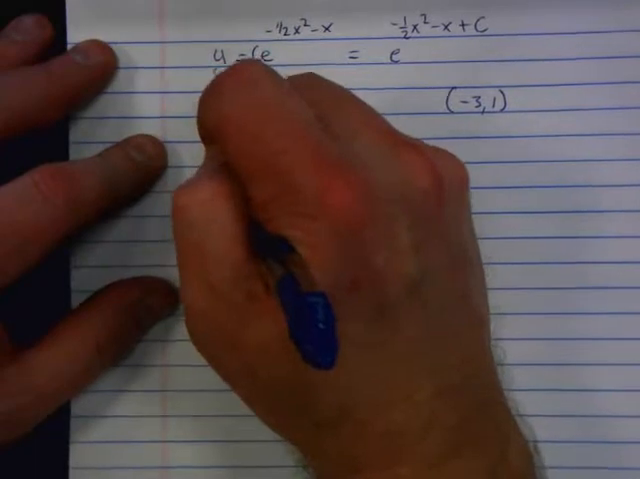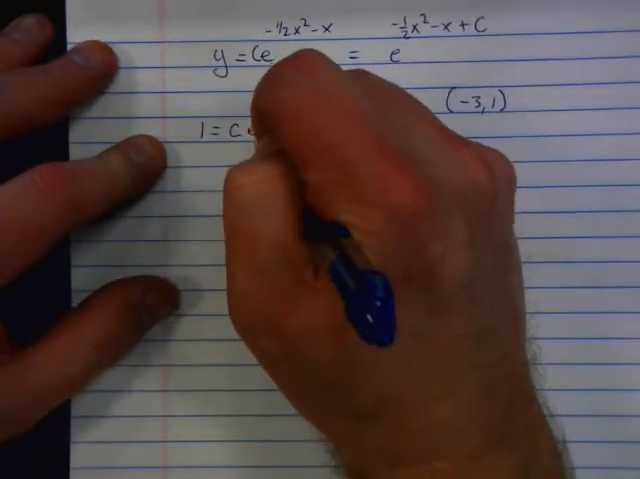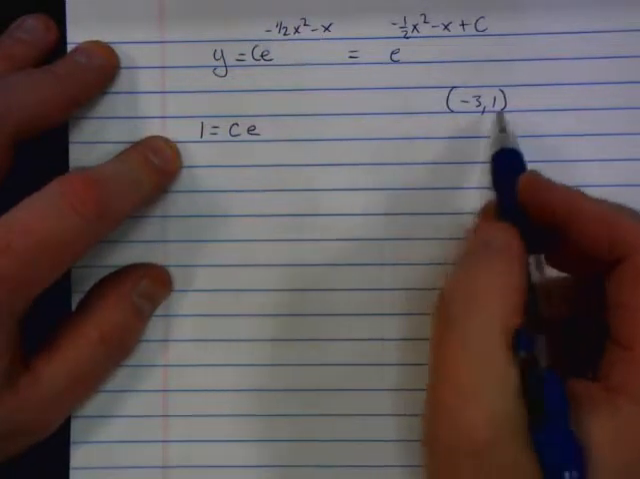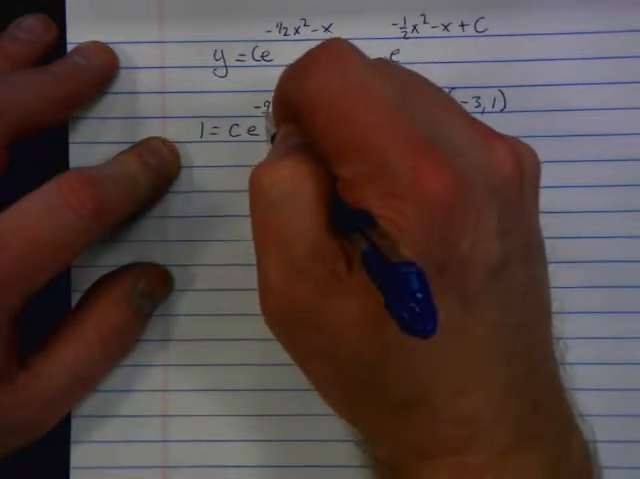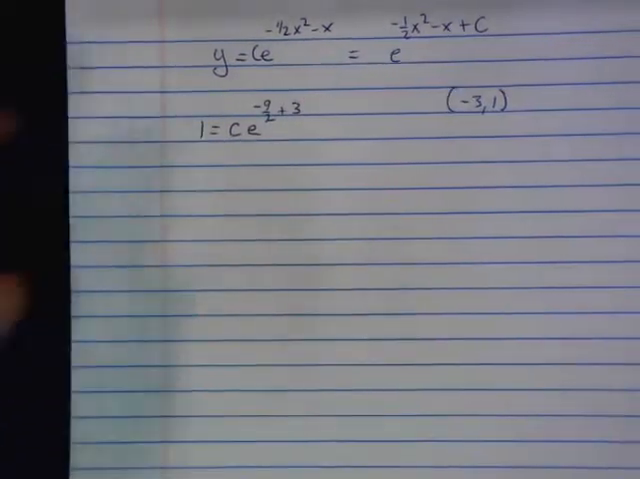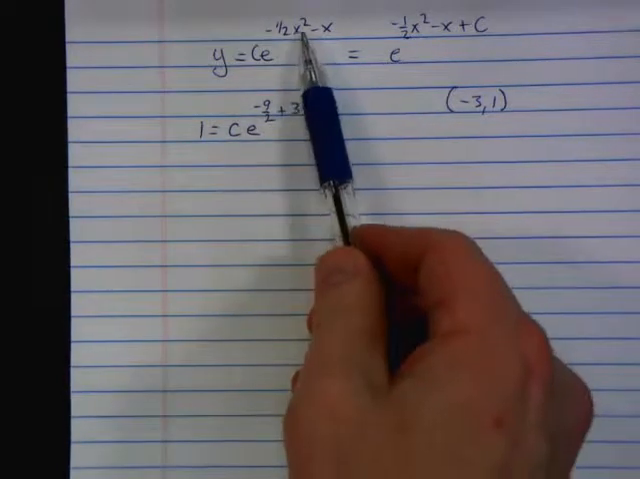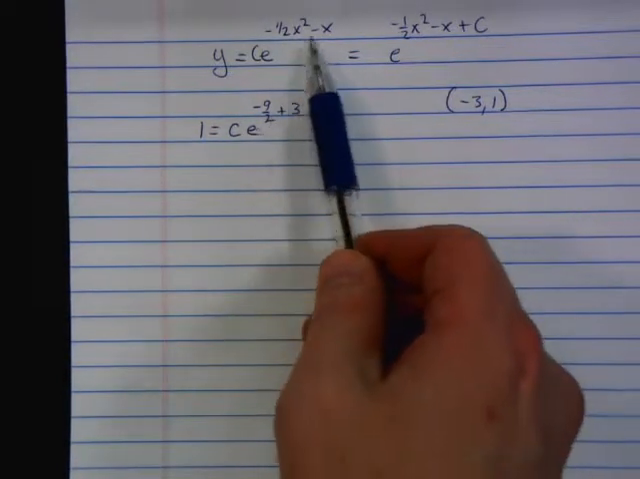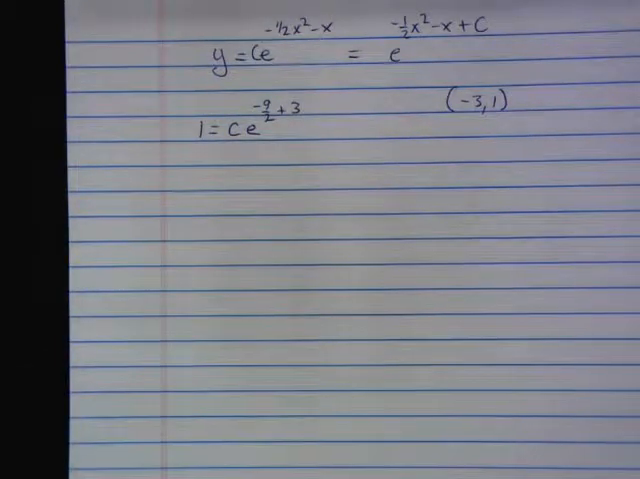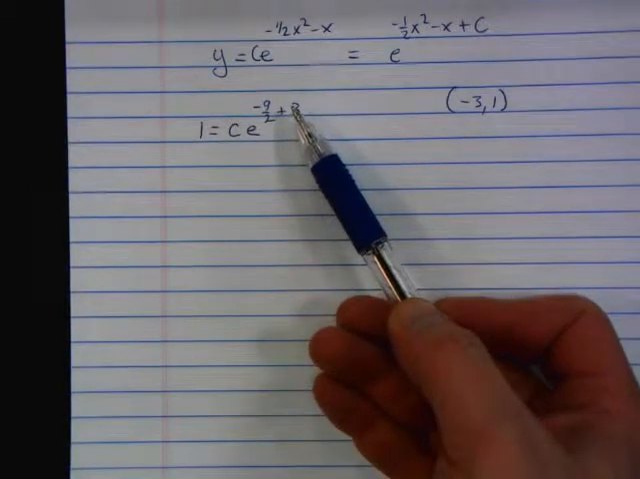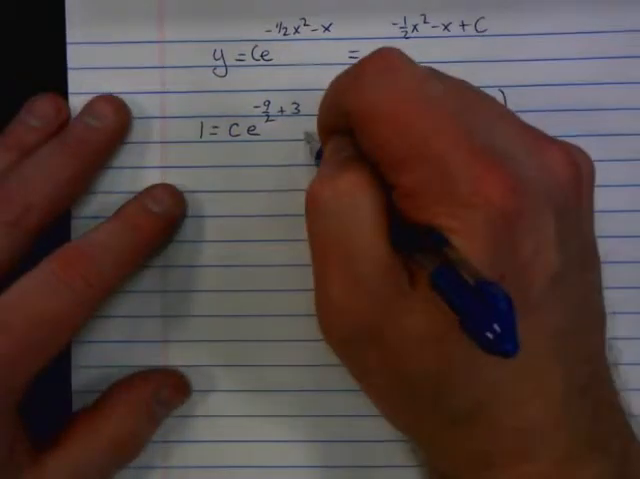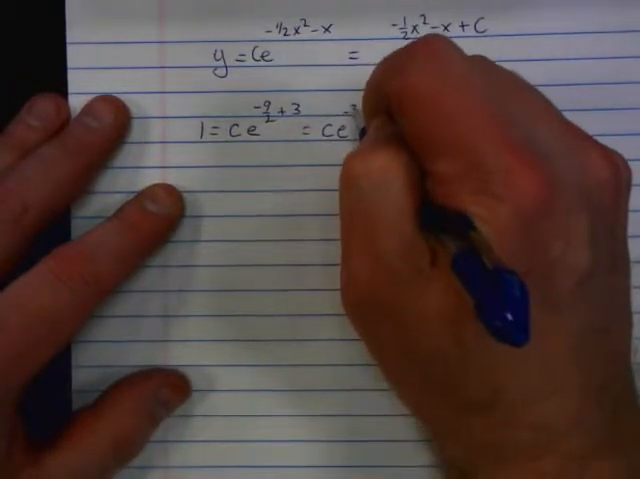Plug in 1. I get 1 equals c e to the -9/2 plus 3. Because -3 squared is 9. 9 times a half is 9/2. Minus a minus is plus 3. What's -9/2 plus 3? -9/2 plus 6/2, that's -3/2. So this is c e to the -3/2.